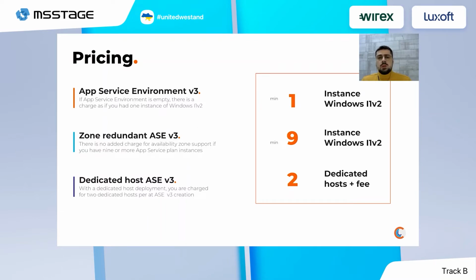And the last model is the dedicated host App Service Environment. With dedicated host deployment, you are charged for 2 dedicated hosts at App Service Environment v3 creation, then a small percentage of the Isolated v2 rate per core charges as you scale.